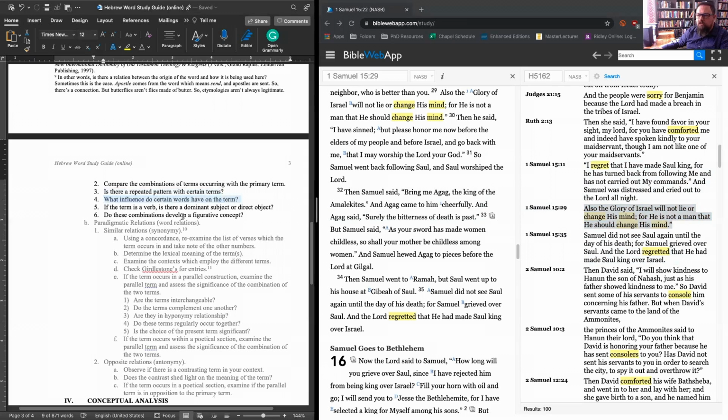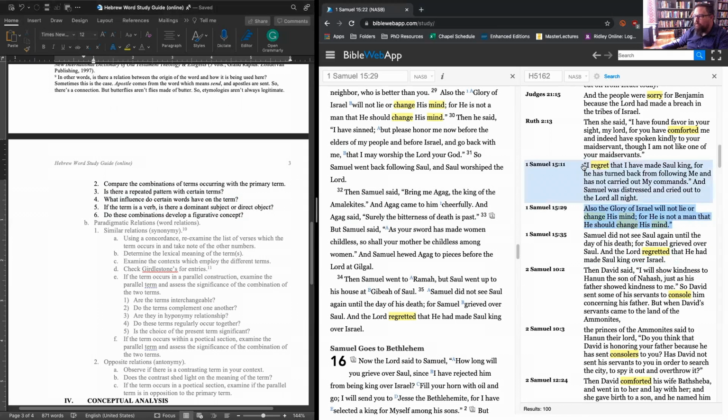So what influence do certain words have on the term? If it's a verb, is there a dominant subject, direct object? Do these concepts develop a figurative concept? I just want you to think through how the word is used in the sentence throughout the passage and see, is there some sort of consistent theme there that's been brought out?